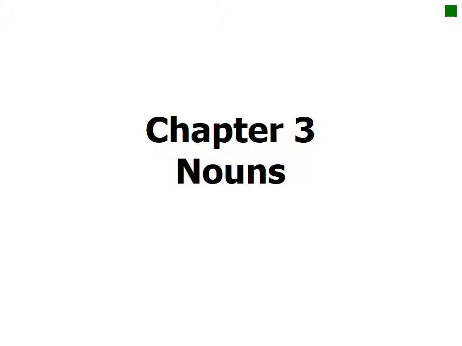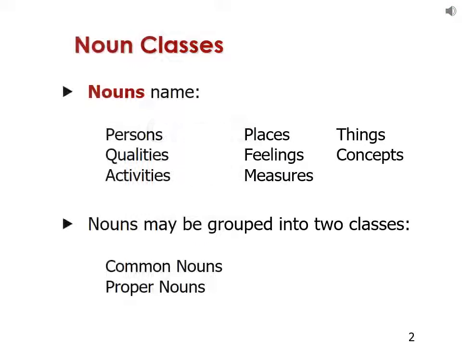Chapter 3 practices plural and possessive nouns. There are many different scenarios that you should study in the examples. Nouns have many different scenarios for naming persons, places, things, qualities, feelings, concepts, activities, and measures. There are two classes of nouns, common and proper.